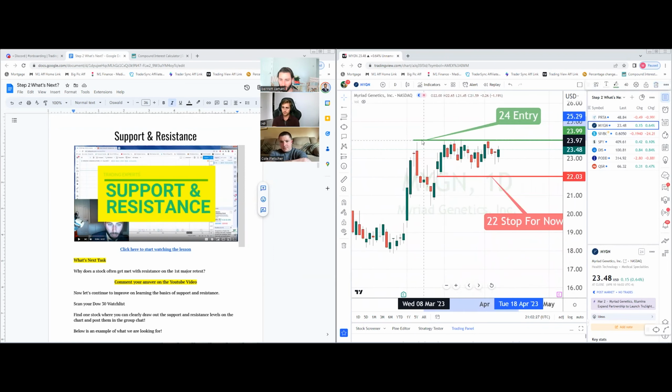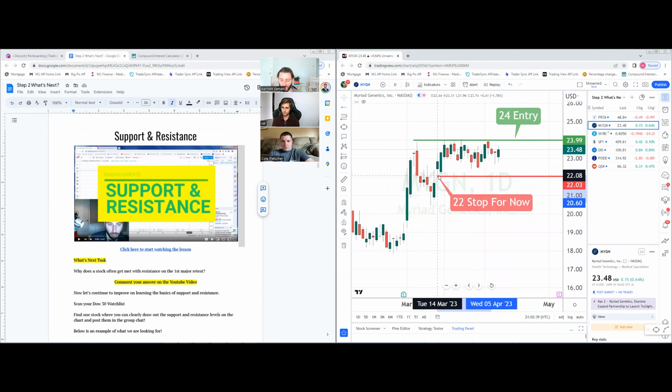You can see very clearly 24. There's a seller there for 1, 2, 3, 4, 5 attempts now. 24 has held down as resistance. And on the support side of things, we can see for the past month or so, 22 has been supported by the stock. And you can see more recently, maybe now 22 has. So the buyers are stepping up while the sellers are staying at that 24 area.